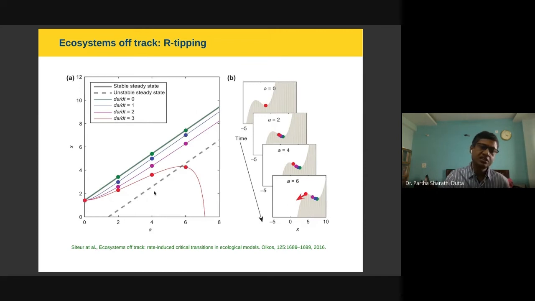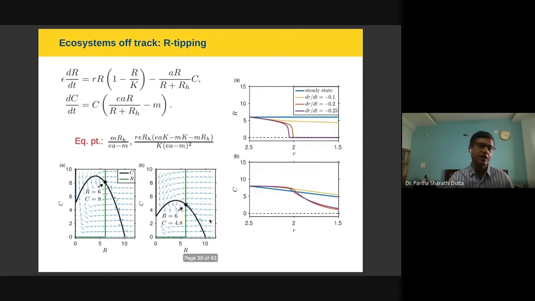And there is this unstable state marked with the dashed line, the variation in a. Then if I consider a2, there is a deviation from the quasi-steady state, but still it goes back and starts following it. If it is a4, it still follows the quasi-steady state. But at a6, the system crosses the unstable equilibrium point and shifts to an alternative steady state. So the point is that with a rate independent framework, the potential is not changing, but just by giving a rate to this rate sensitive parameter, the system is tipped to an alternative state. This is an example of rate tipping.